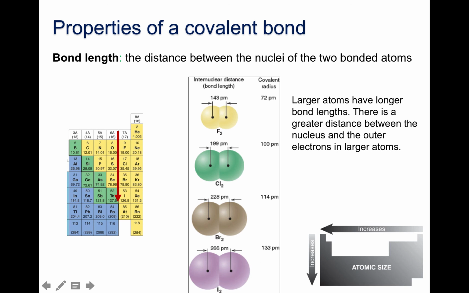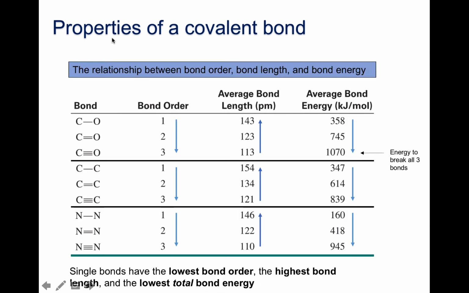And so if you relate it back to bond energy, remember, the closer they are together, the stronger the bond. So the fluorine molecule would be the strongest of these, and the iodine molecule would have the weakest bond. And so we can compare all three of those properties that we talked about.